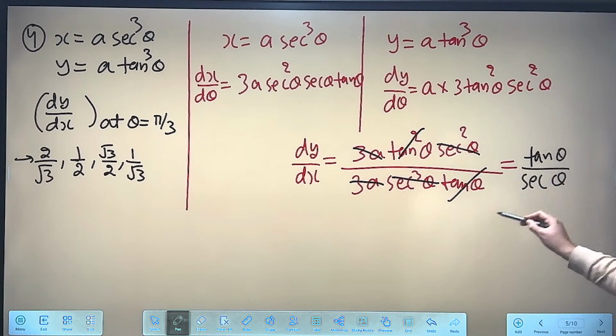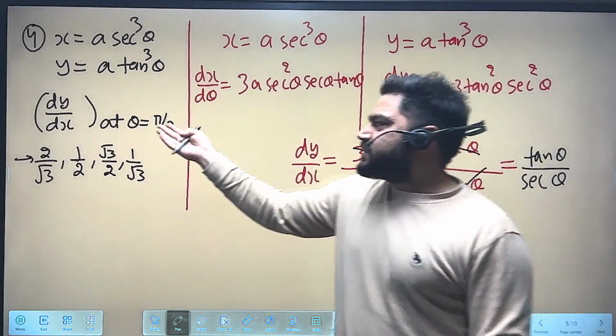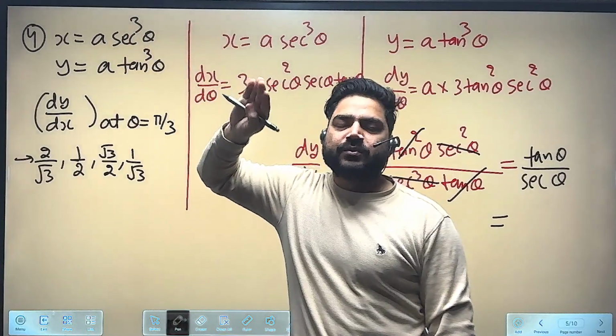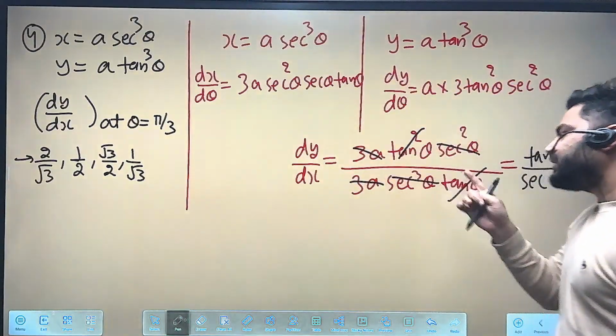And now just put in the values. Theta we have to put in after the differentiation. Some students also say that we can put in theta directly before differentiation. No, that's not correct. Before differentiation you will not put it in; you will put it in after the differentiation.